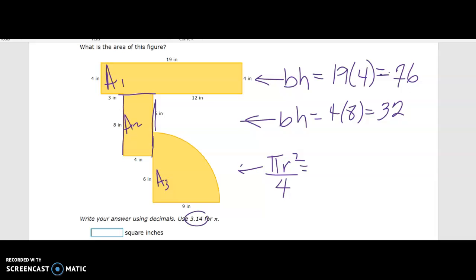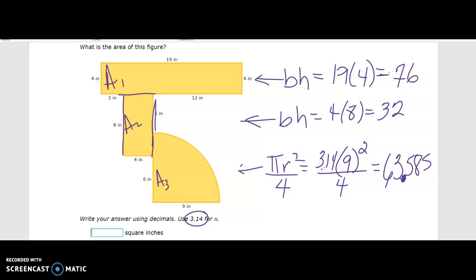It says use 3.14 for pi. So we're going to do 3.14 times your radius, 9, squared, and then divide by 4. So get your calculator out and put that in. So 3.14 times 81 divided by 4. It doesn't say to round, so we are not rounding. So 63.585. Big old decimal point there.